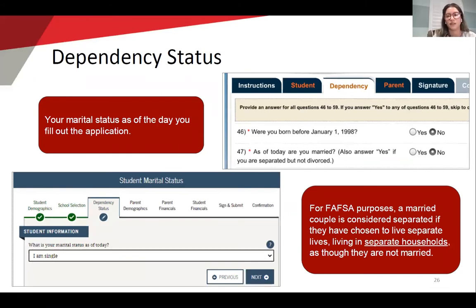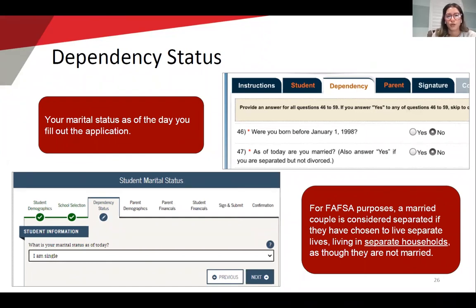Okay, now that we've covered a little bit of that, I'm going to go over dependency status. This is going to answer a lot of the questions that were coming in our chat: how am I considered an independent or a dependent student? I hope I can answer some of those questions for you. This is another crucial part of the application. Your dependency status determines, again, the type of aid you're eligible for. As mentioned before, it is important that you answer these as accurately as possible. You may be familiar with the terms dependent student or independent student. These questions will help determine what type of student you will be considered for the academic year in question.